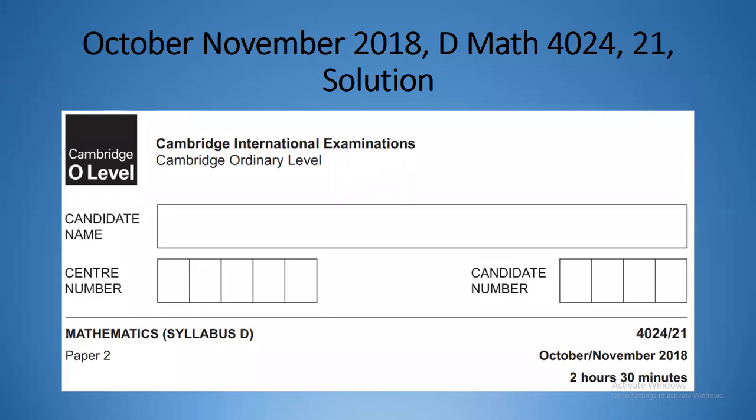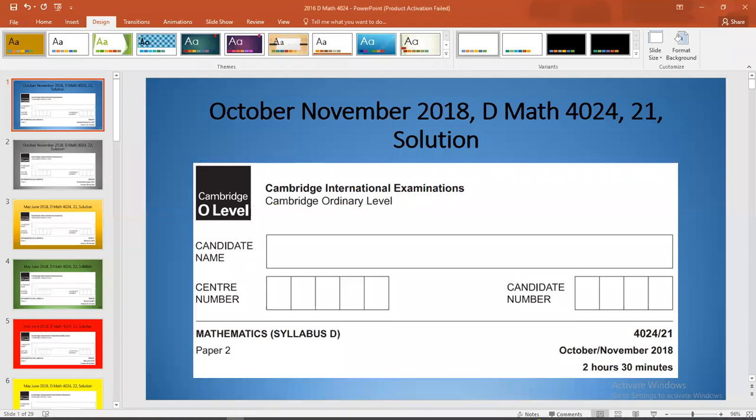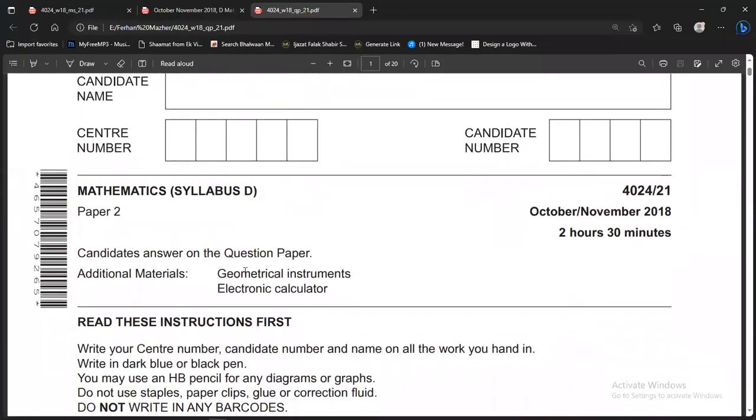Good morning, dear students. My name is Ferhan Mazher, and the subject we are studying today is Cambridge O Levels Mathematics Syllabus D. We also call it D Maths 4024. Today we have set our hearts to solve a Paper 2. For this purpose, we have selected October/November 2018, Paper 2. This paper belongs to Zone 1 or Variant 1. The time allowed for this paper is 2 hours and 30 minutes, and you can use a calculator in this paper. So let's start this paper.